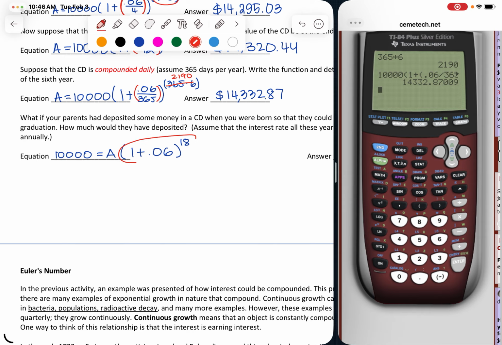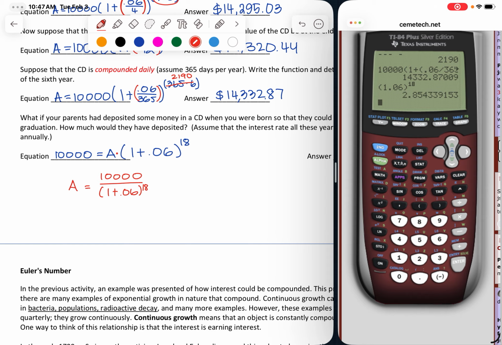All right, so now I want to solve for A. I could put this in my calculator and see what it is, but I don't necessarily care. This is multiplication here. To get A by itself, I'm going to divide both sides by that amount. So I'm going to put in my calculator 10,000 divided by 1 plus 0.06 to the 18th. Now, I tend to work backwards when doing these because I don't want to worry about all those sets of parentheses. So I'm going to do 1 plus 0.06, to the 18th power.